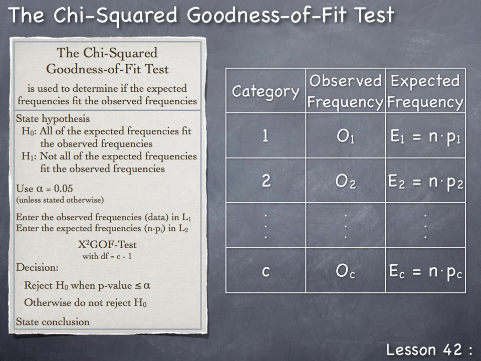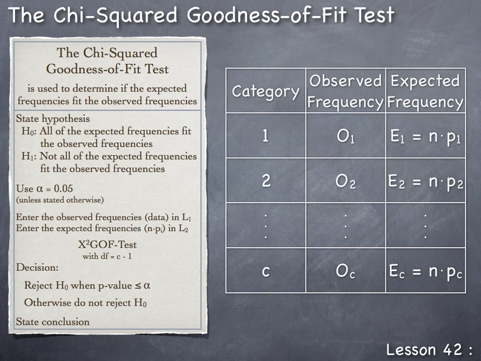The observed frequencies are the actual data values. That is, when we have a qualitative variable that has C categories, O1, the first observed frequency, is the number of data values that fit category 1. O2 would be the count or the frequency of data values that fit category 2. And finally, O sub C would be the frequency or the count of the data values that were observed to fit category C. The expected frequencies are generated according to the idea in the hypothesis.